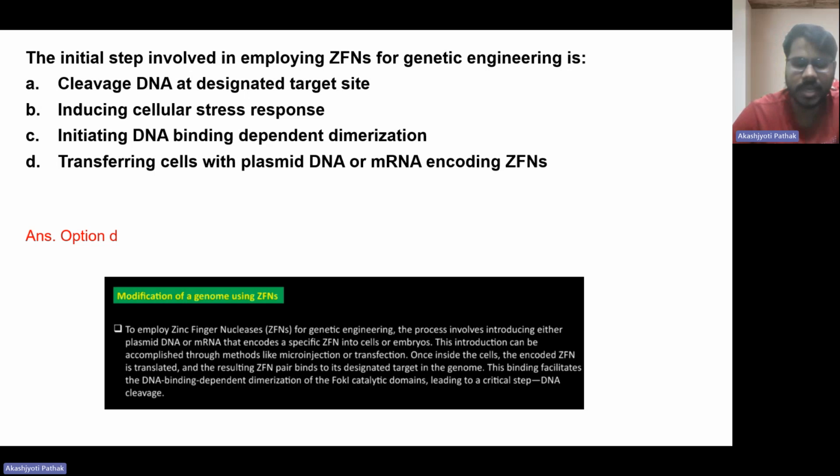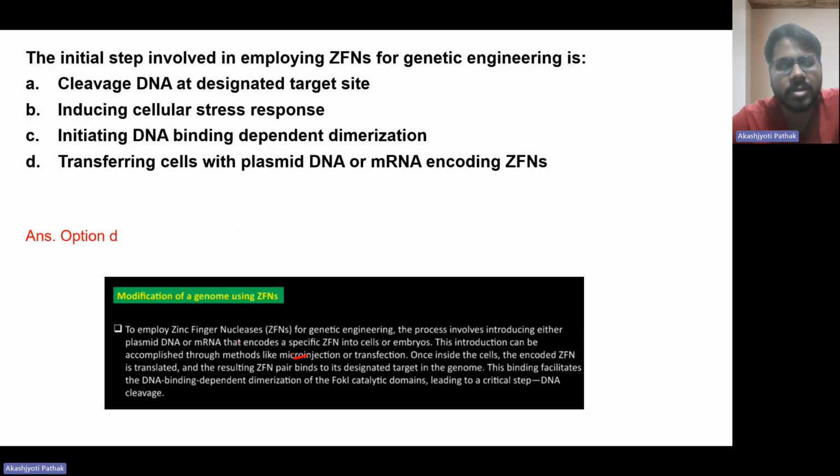This was explained in the slides as well. To employ zinc finger nucleases for genetic engineering, the process involves introducing either plasmid DNA or mRNA that encodes a specific zinc finger nuclease into cells or embryos. The introduction can be accomplished through methods like microinjection and transfection. Once inside the cell, the encoded zinc finger nuclease will get translated, and the resulting zinc finger nuclease pair binds to its designated target in the genome. This binding facilitates DNA binding dependent dimerization.